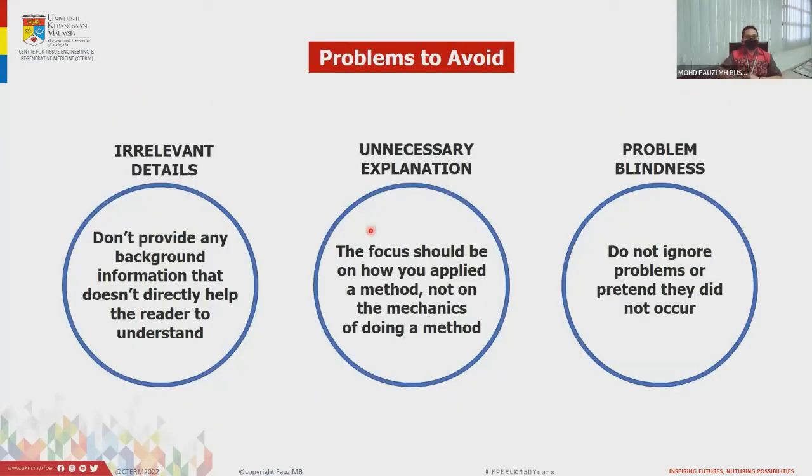Problems to avoid: don't provide any background information, as it doesn't really help the reader. Focus directly on how you applied the method, not on the mechanics of doing a method. Just mention it normally in past tense, what you did to achieve certain parameters later in the results section. Do not ignore problems. Be honest in writing the methodology, what you did, and what the expected output might be. You could explain and discuss that in the discussion section.